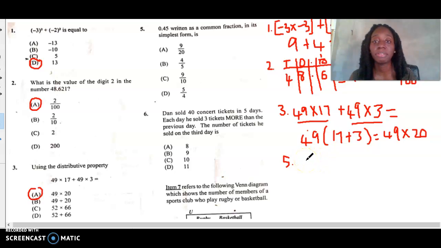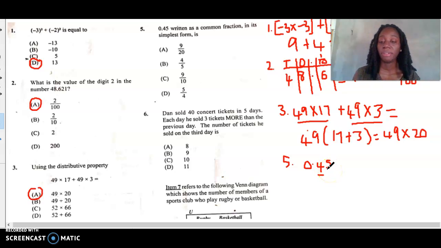Question 5 states: 0.45 written as a common fraction in its simplest form is... If we have the decimal number 0.45, the first thing we do is look at the decimal places. The 4 has a place value of 4 tenths, the 5 has a place value of 5 hundredths. We check the place value of the digit that is farthest right, and that will give us 45 over 100.